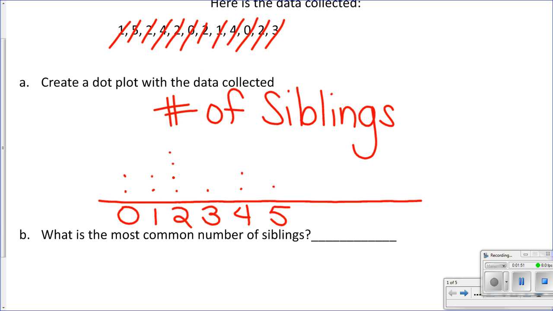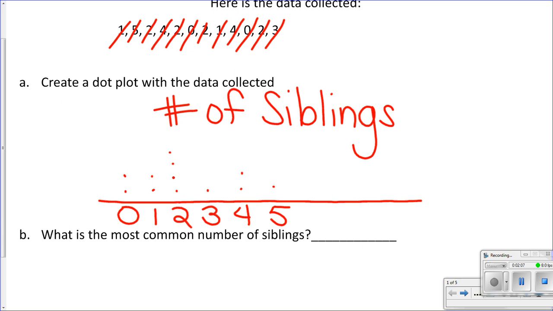I will be counting your dots above each number to make sure that you did it correctly. Please make sure you take the time and ensure that you do it correctly. It's easy points. From there, what is the most common number of siblings?